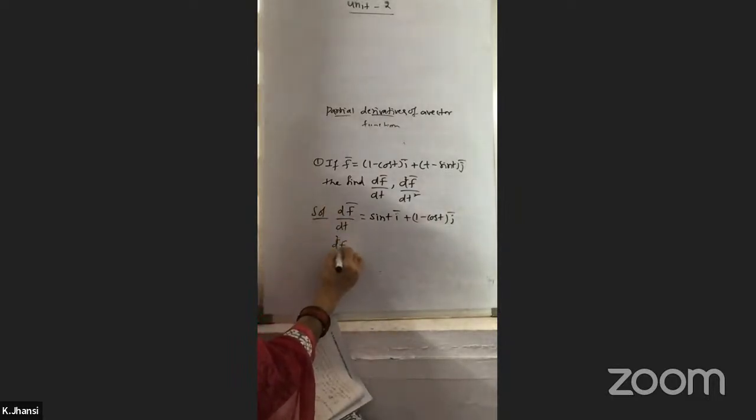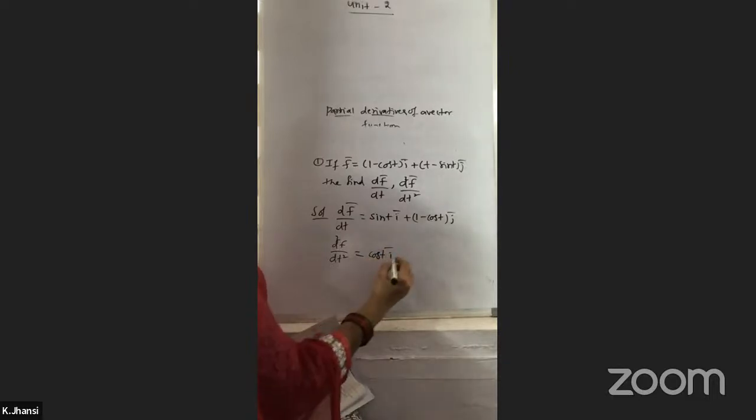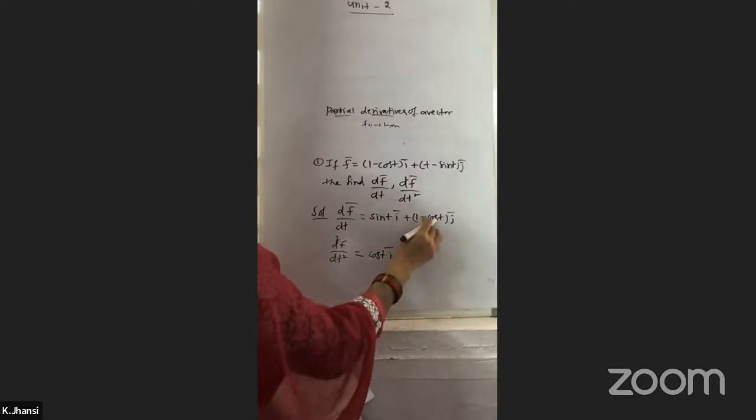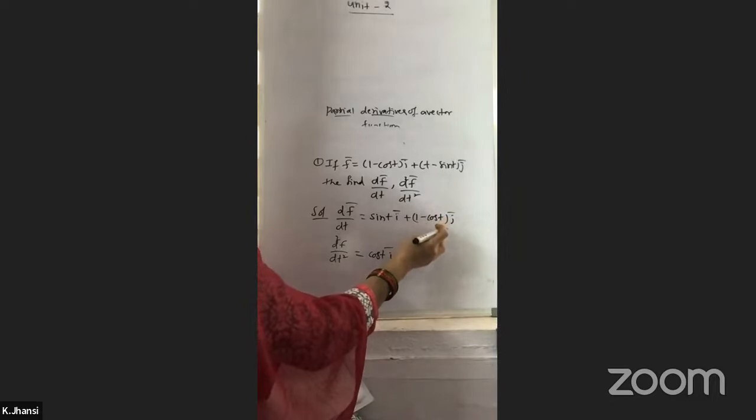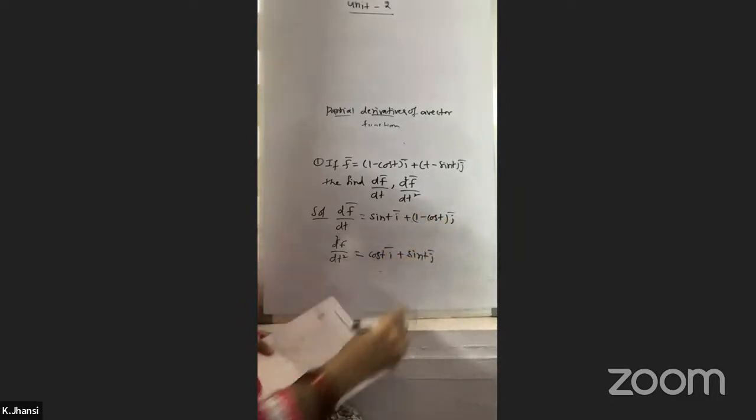Next d square f by dt square. So you have to do one more time differentiation. So sin means you will get cos t i bar plus, 1 differentiation is 0, and cos means minus sin, minus of minus is plus sin, so sin t j bar. Okay. So like this we have to find the differentiation of any given function, first order, second order, or third order, or nth order.